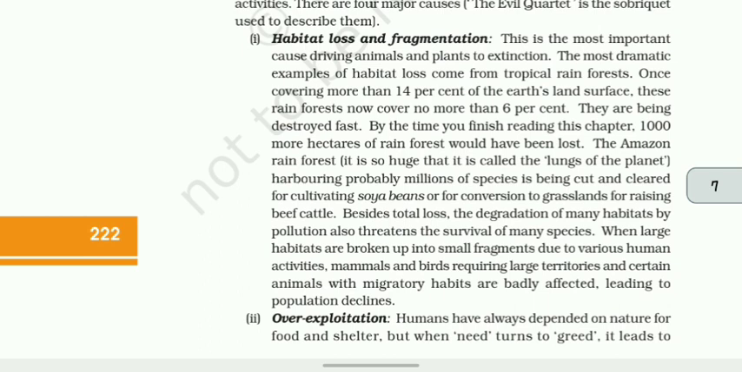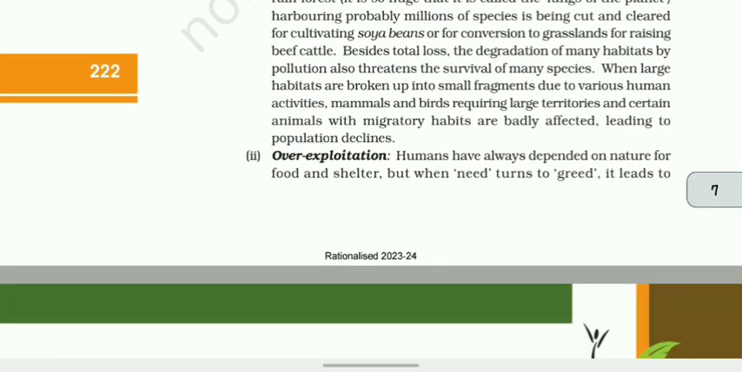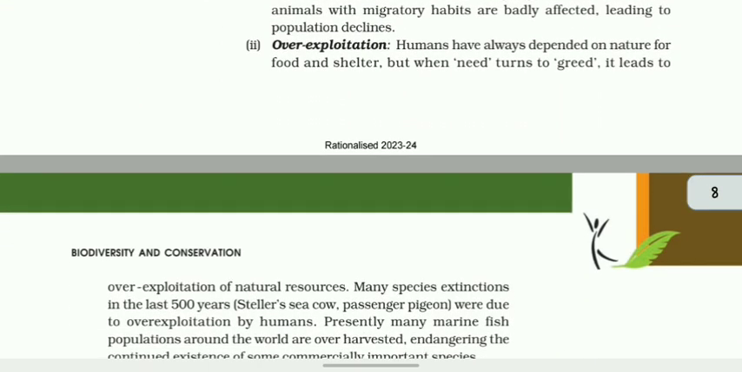The Amazon rainforest, so huge that it is called the lungs of the planet, harboring probably millions of species, is being cut and cleared for cultivating soya beans or for conversion to grasslands for raising beef cattle. Besides total loss, the degradation of many habitats by pollution also threatens the survival of many species. When large habitats are broken up into small fragments due to various human activities, mammals and birds requiring large territories and certain animals with migratory habits are badly affected, leading to population declines.